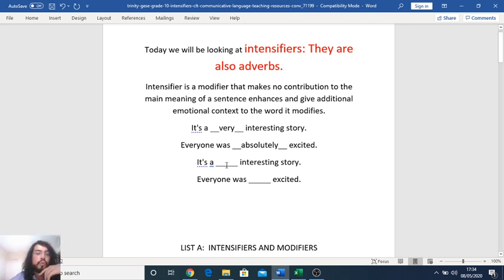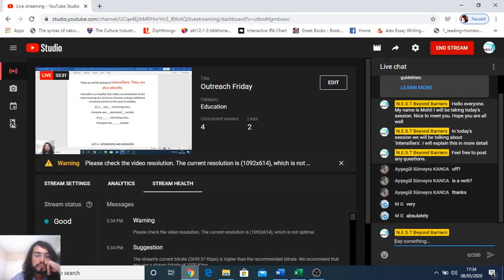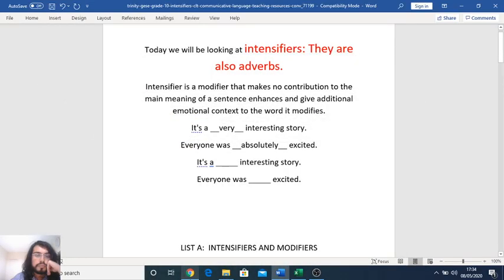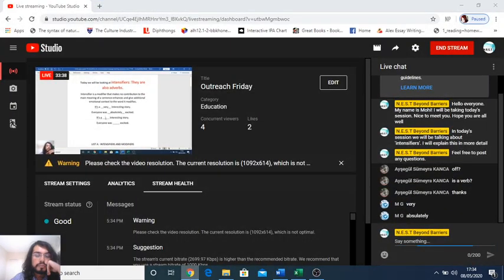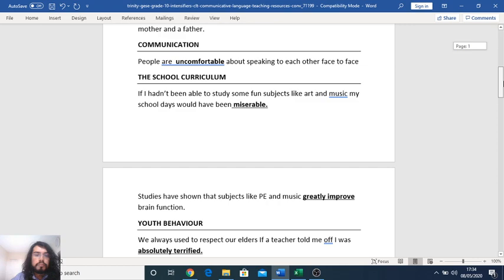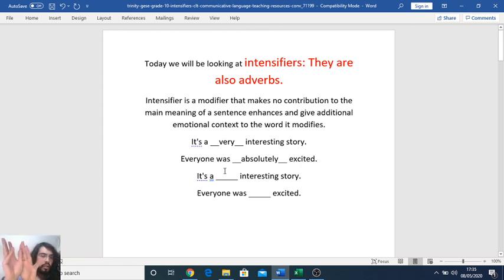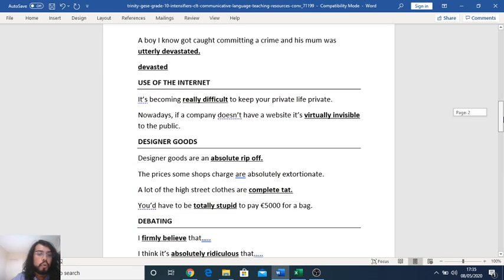So the third one, what can we put for the third one? We've used very, we've used absolutely. What else could we put down? Remember, the clues are in here. So remember, we had absolutely, greatly, utterly. So you have to consider context as well. So, it's a greatly interesting story. That sounds a bit weird. It's not technically wrong, but it does not sound natural. Sometimes when we speak, we want it to sound natural.